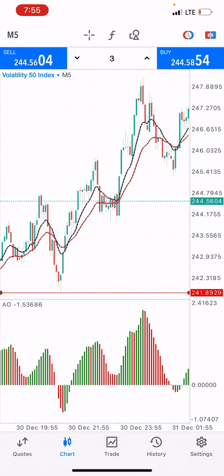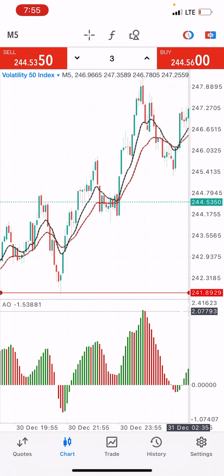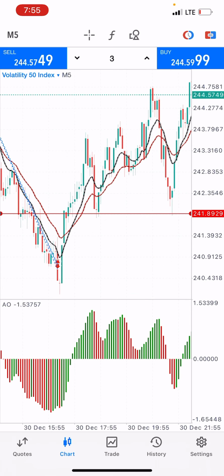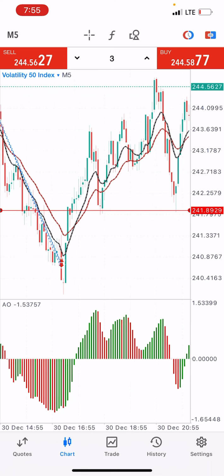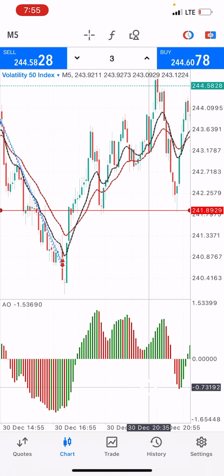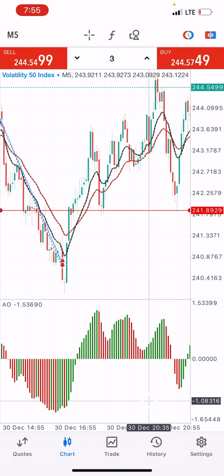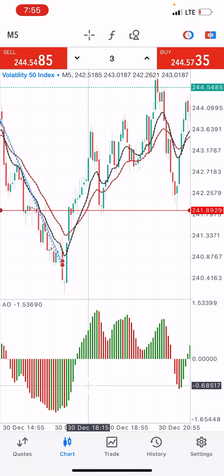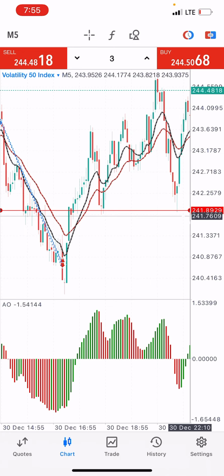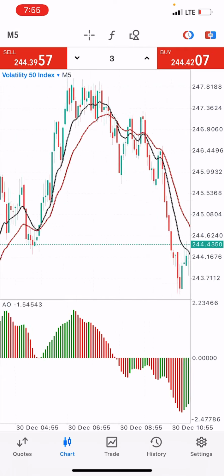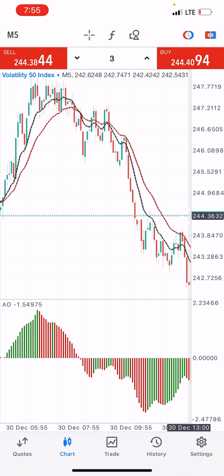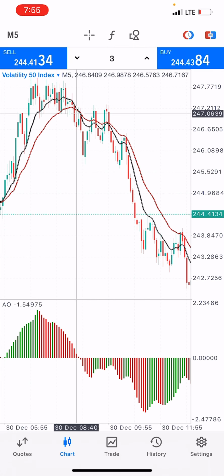Look at this point. It crossed above here. The black moving average crossed above the red moving average, and then the awesome oscillator was above the zero level. This is a buy. Look, continuously making money from the market with this strategy, guys. A lot of people are making money with this strategy.